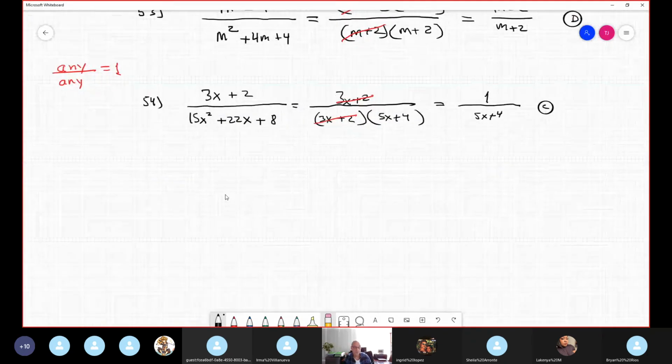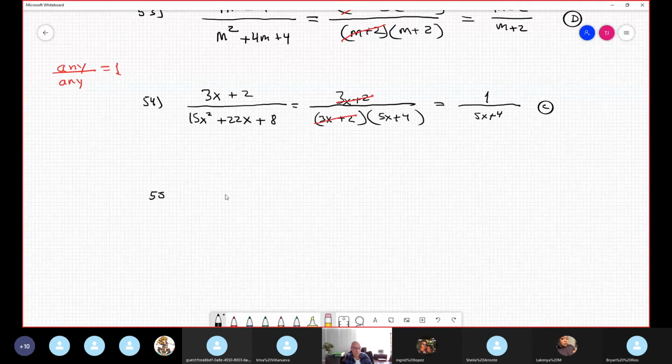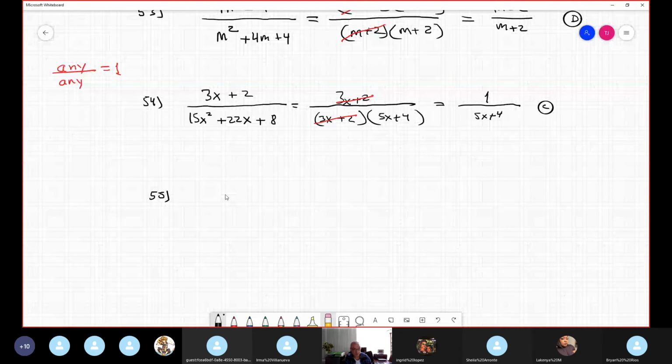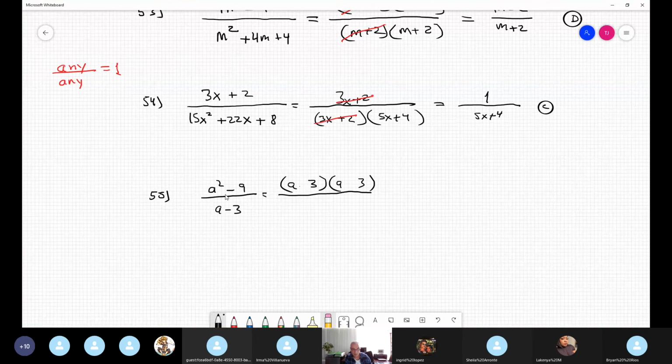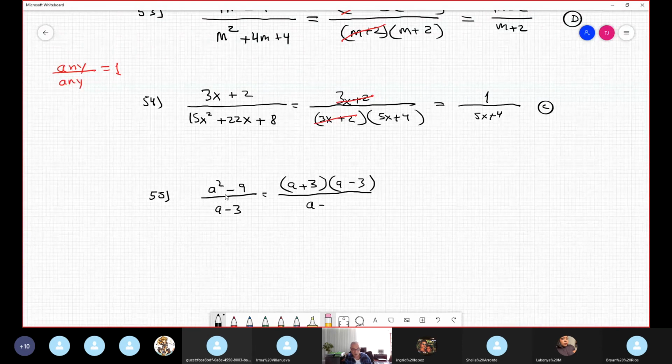Good. We are doing good today. 55 is a squared minus 9 over a minus 3. Simplify this expression. In the top, we have the classical difference of squares. The square root of a squared is a, the square root of 9 is 3, plus or minus. A minus 3, oh, this is cancelled. So what is the final answer? The top is a plus 3. In the bottom, nothing, right?